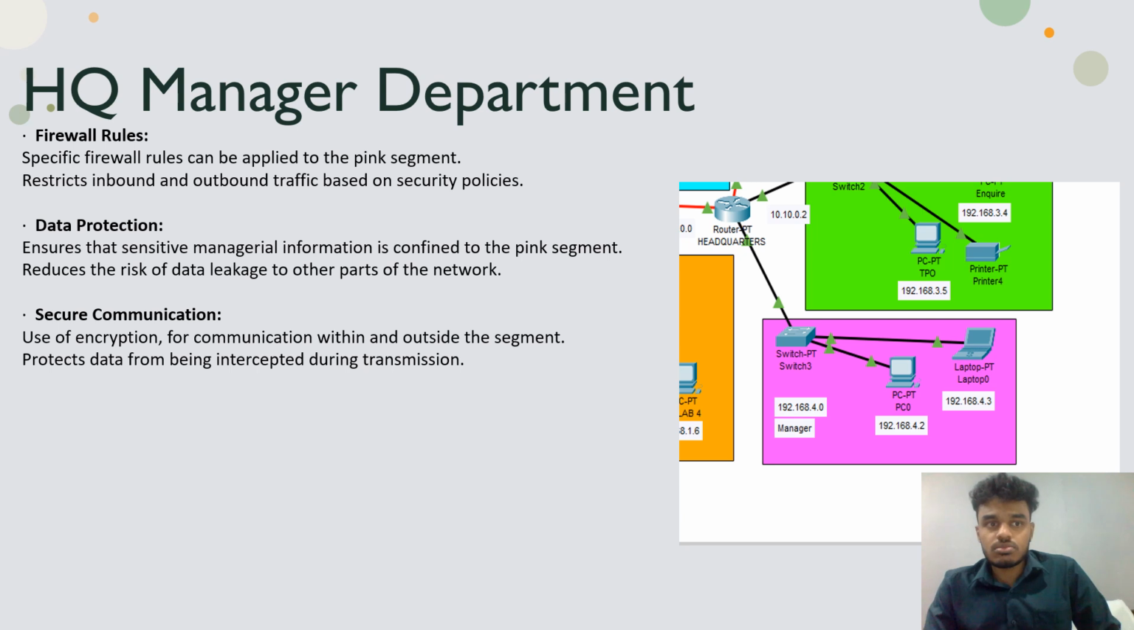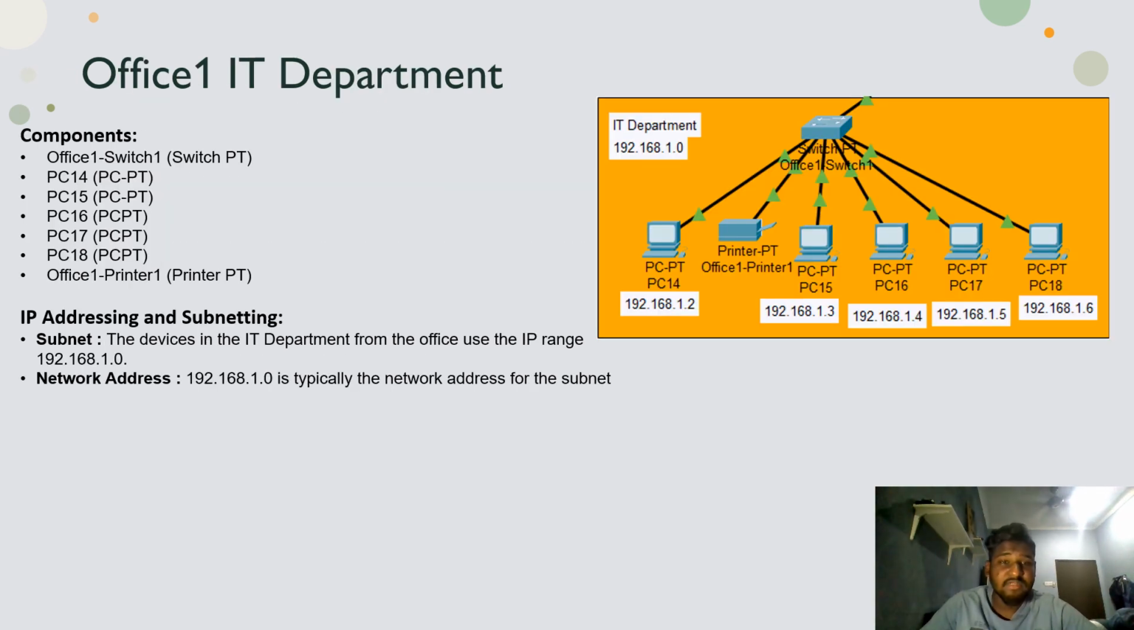Next, coming to the Office 1 IT department, there are 7 components. Office 1 Switch 1, whose IP address is 192.168.1.0, is responsible for connecting all the end devices within the IT department. Then we have PC14, PC15, PC16, PC17, and also PC18.